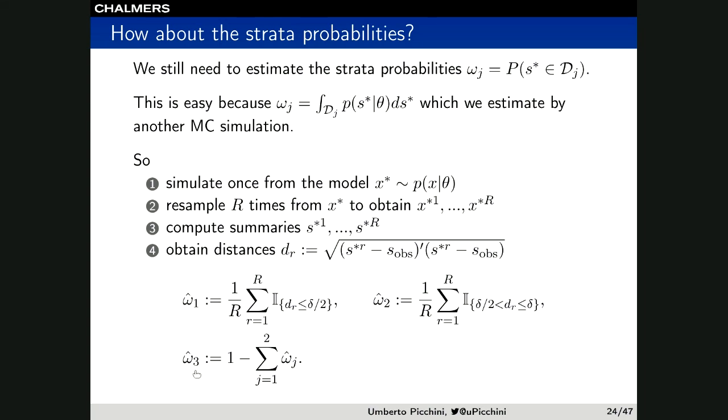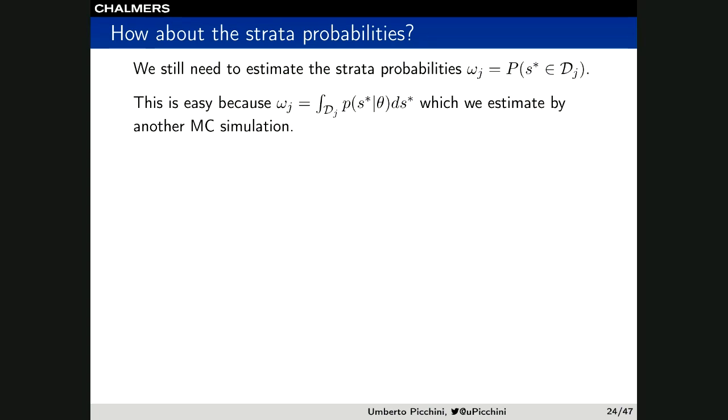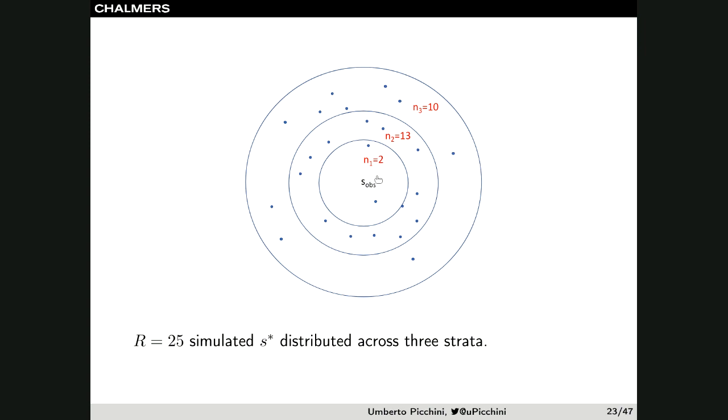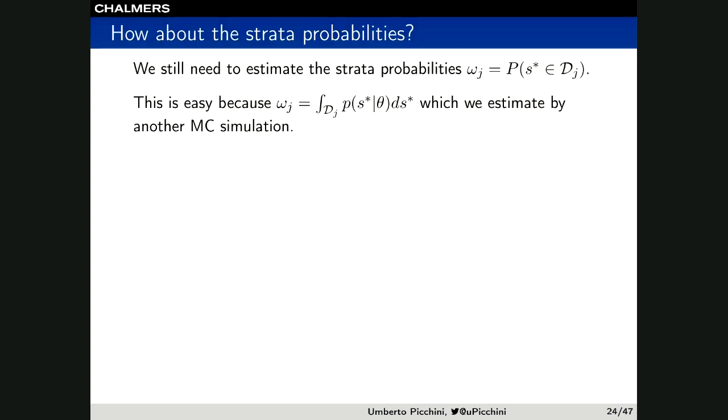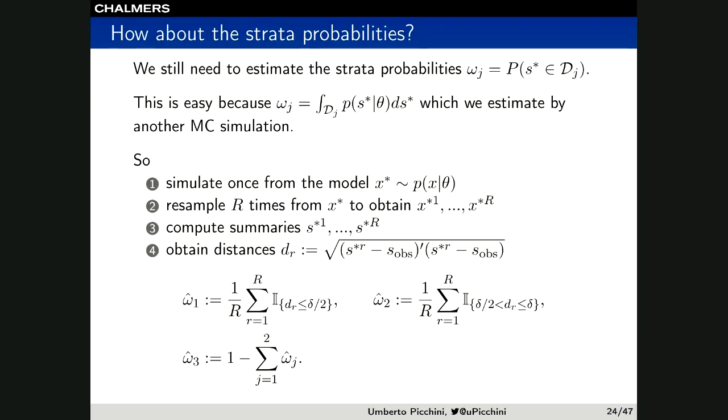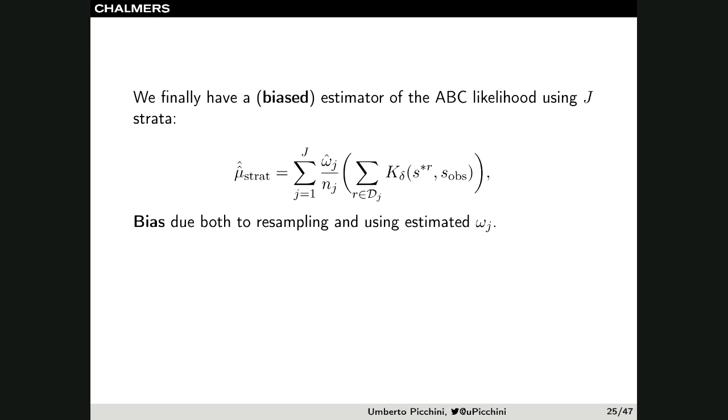proportion, omega 3. So according to this approach, at each proposed theta, we should simulate twice from the model. Once to find the frequencies N1, N2, and N3, and once to obtain these omegas. So we have two simulations from the model for each iteration. And then we can have this approximation, which is biased, unfortunately, because these are estimated.